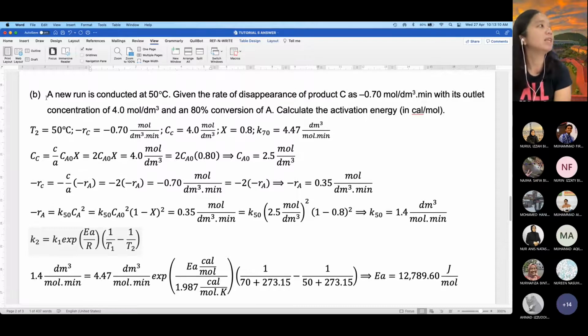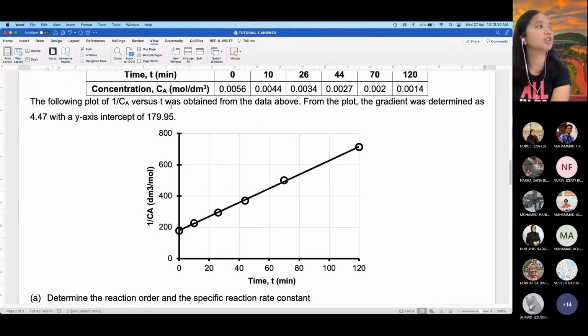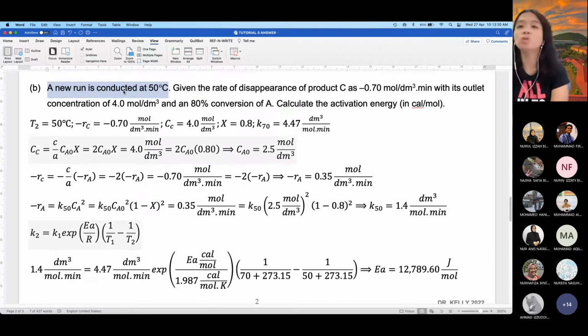Okay, so a new run is conducted at 50 Celsius. Imagine, earlier the experimental data I ran at 70 Celsius. So this whole set of time versus concentration information, I obtained at 70 Celsius. But in question B, it says now I have run at a new temperature of 50 Celsius. So in your mind, just remember the change of temperature affects the value of K. If it affects the value of K, it will also affect your rate law, your minus RA. If it affects minus RA, it will also affect your reactor design. So for example, finding the reaction time or the volume, it will already be affected. So you have to understand how it affects the calculation.